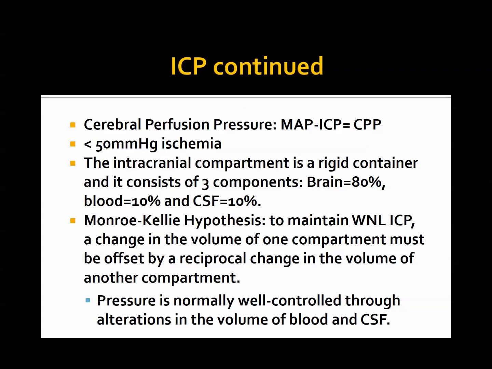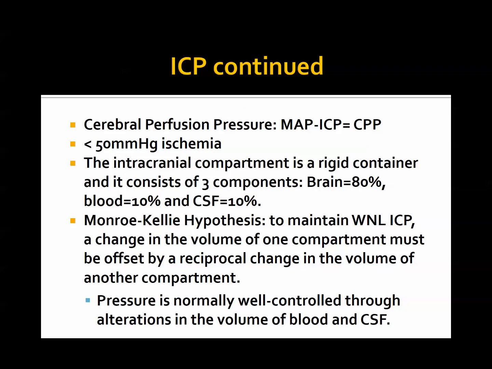On the slide it says below 50. Many ICUs use the number 60 as a guide. So if it's below 60, you're in big trouble and your brain is not getting the perfusion that it needs. So let's talk about specifically what compartments and how we want to treat the ICP.